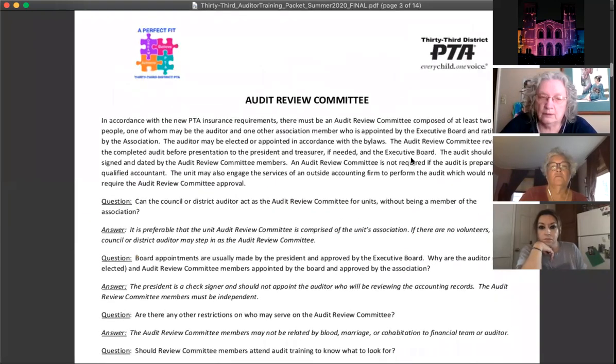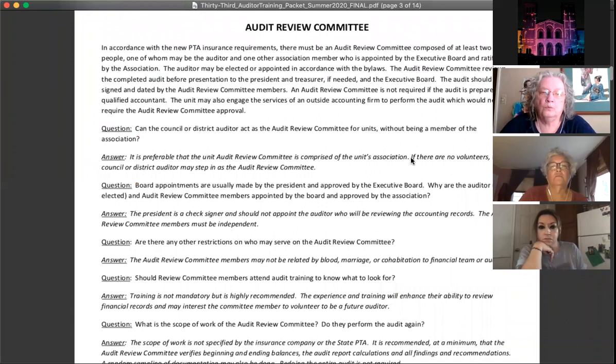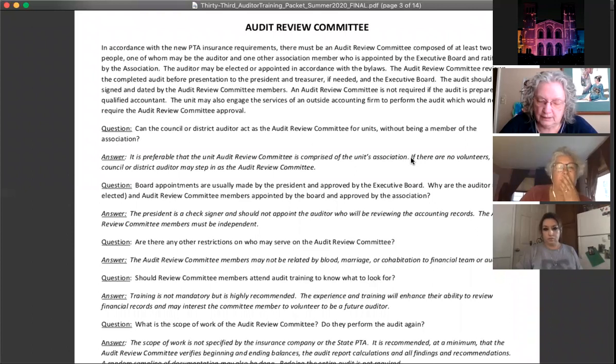Okay. So now we're going to go down to the Audit Review Committee. This is a new requirement this year. It's on page 26 of your insurance document, and it says it's for the Fidelity Bond Commercial Crime. It says, in order for Fidelity Bond coverage to apply to your organization, you must comply with the following requirements. Your organization must conduct an annual audit or review of the books by an audit review committee or qualified accountant. So this is not something that the PTA has dreamt up. This is a requirement from the insurance company.